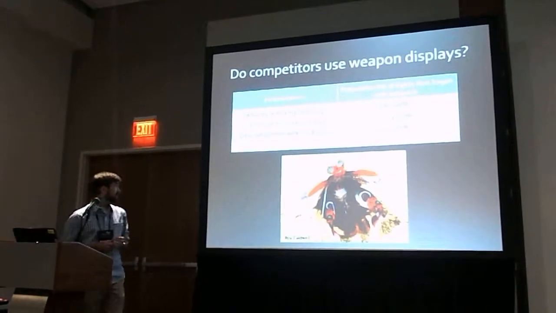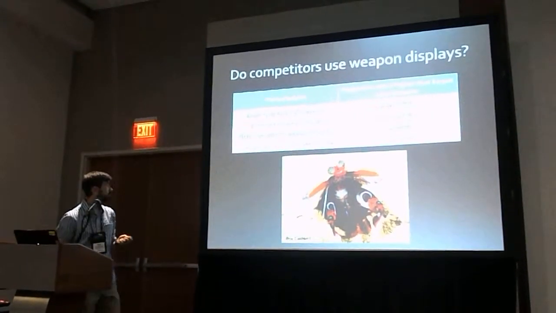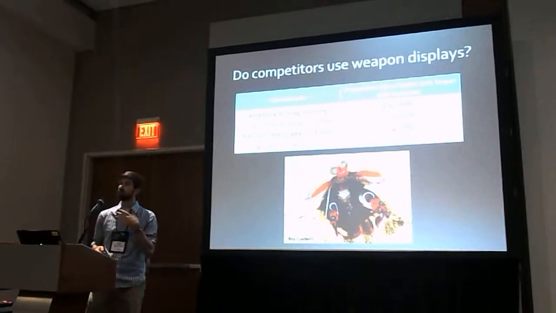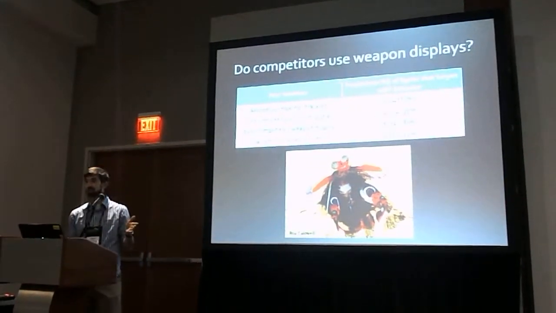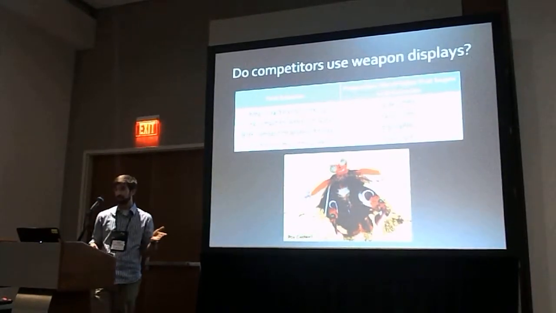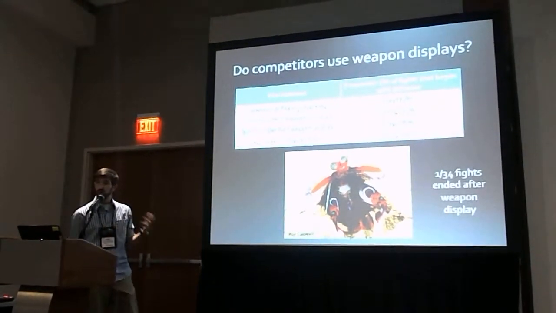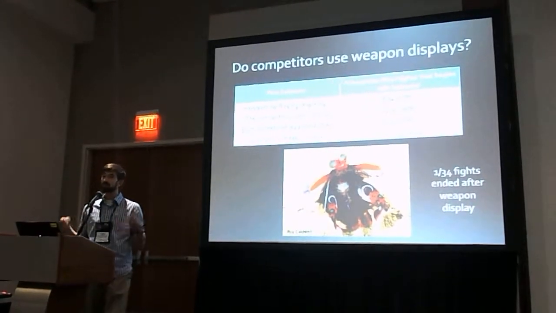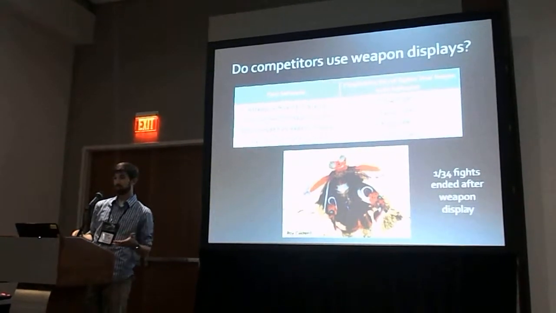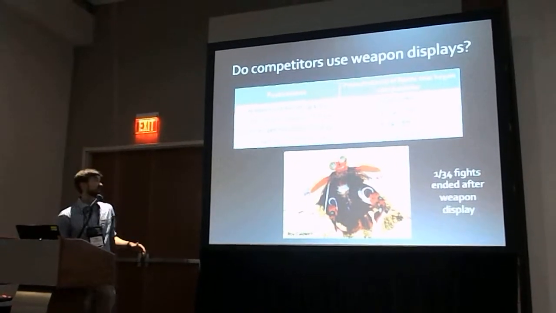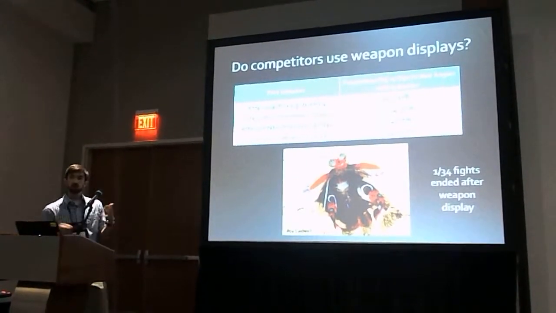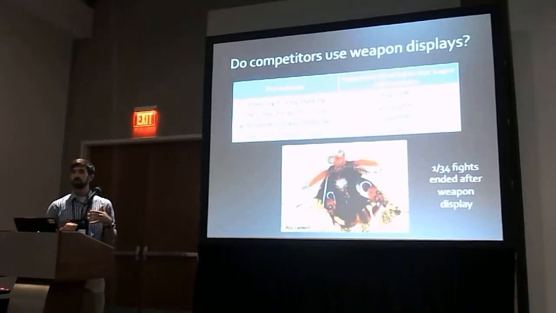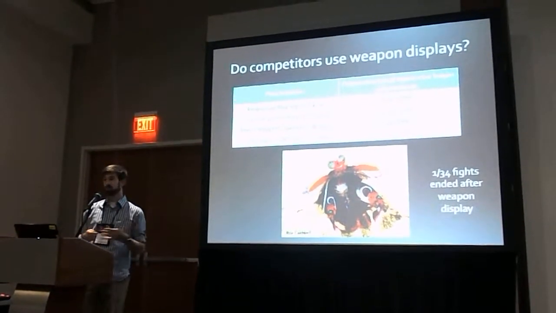What is also interesting here is that one or both competitors escalated directly to striking, so no antenna flicking, no weapon display, just straight hitting each other in 32% of fights. And only one out of our 34 fights ended after the weapon display. So every other fight escalated to striking at some point. So what these data suggest is that weapon displays are used in mantis shrimp, but they're by no means the rule, and they definitely aren't often used to determine the winners and losers of fights.